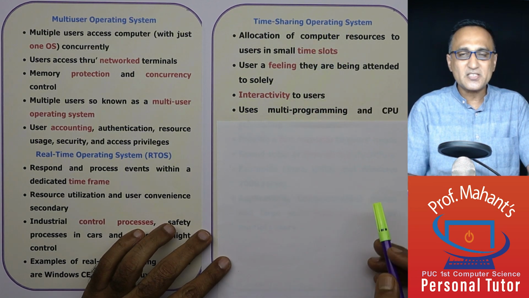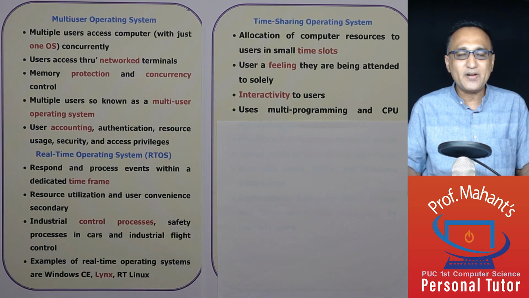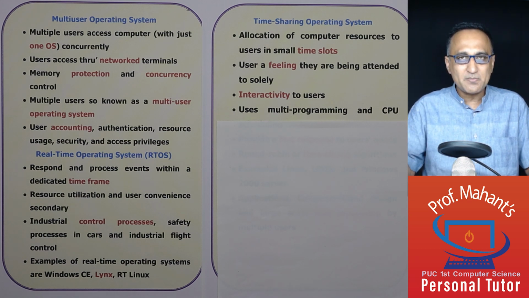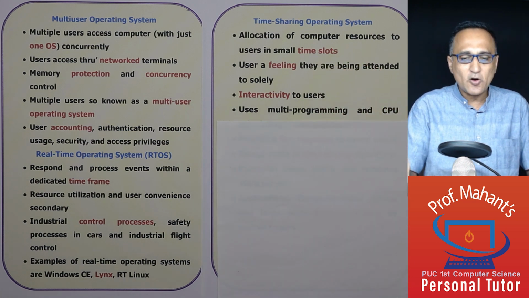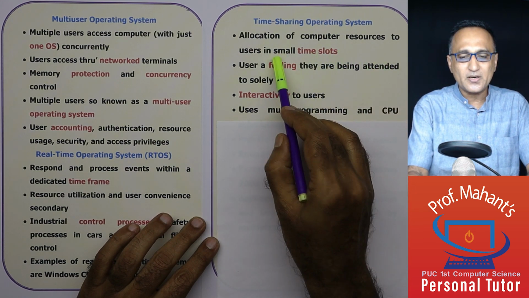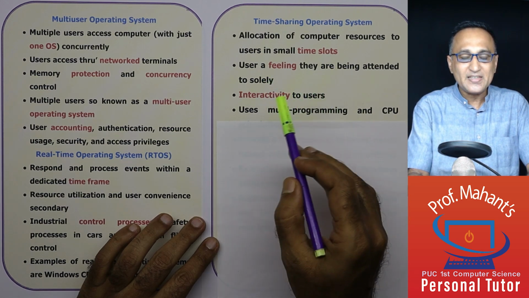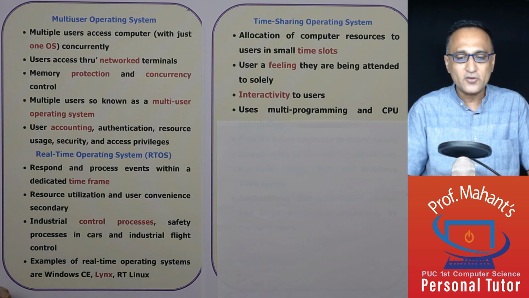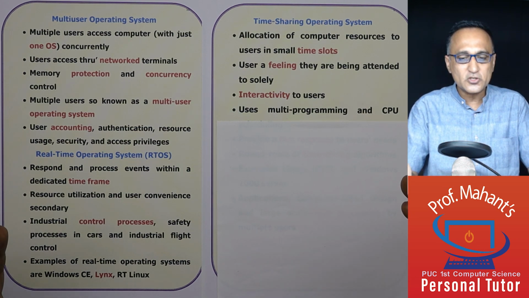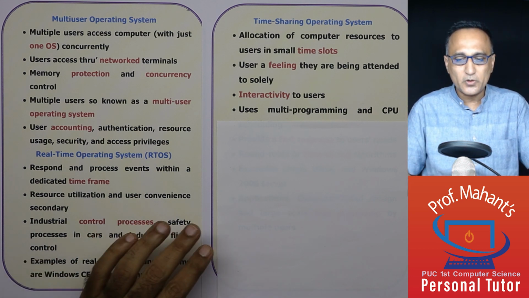So time sharing operating systems are used where interactivity is important to users. Like suppose we are booking railway tickets, the clerk is also booking tickets. So for all of us, that server or that main machine should respond very fast in no time. So a time sharing operating system exists there which allocates the resources of the computer in very micro time slots to different users, and they all get the feeling that they are being attended to or taken care of solely. Time sharing systems are used widely where there is heavy interactivity between the user and the computer.